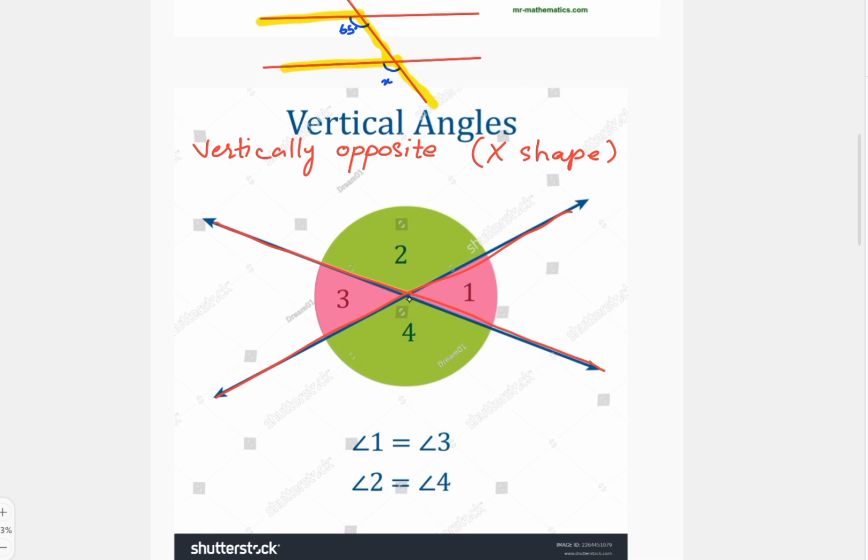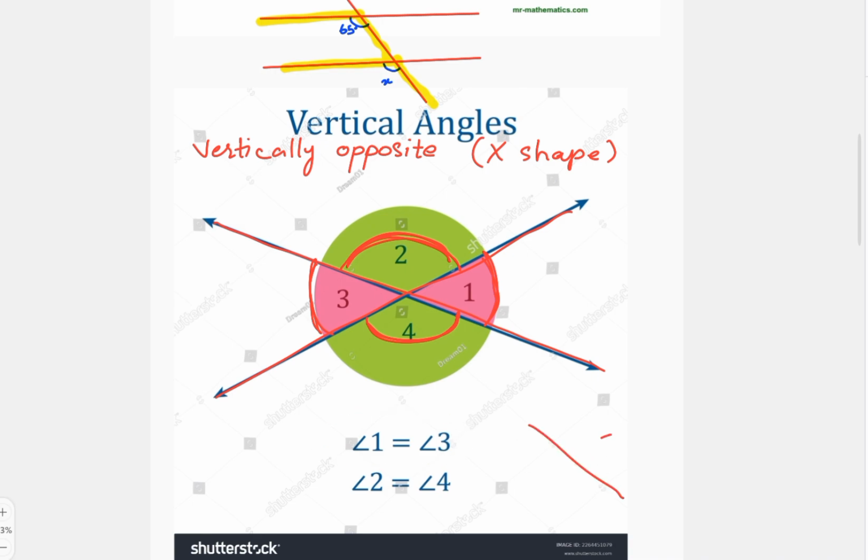Now, as you can see, they have shaded this one in green and this one also in green. So basically, the angles that are opposite to each other, they are always equal. See, angle 2 and angle 4, they are equal because they are opposite to each other on this X shape. The same way, the angle on the left and the angle on the right, they are equal because they are also on this X shape.